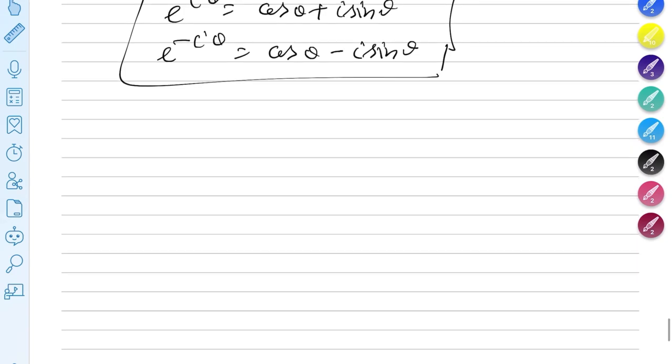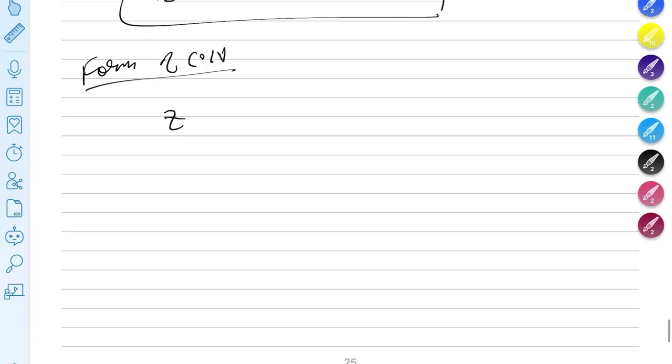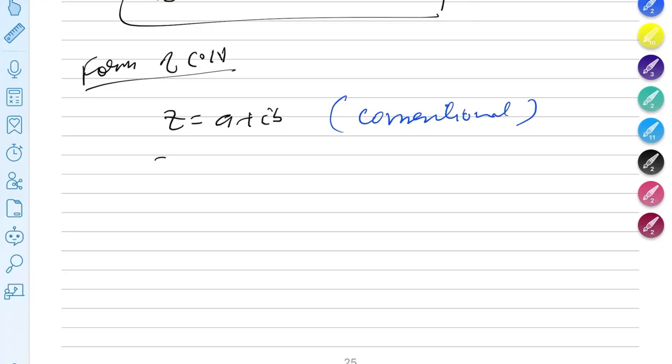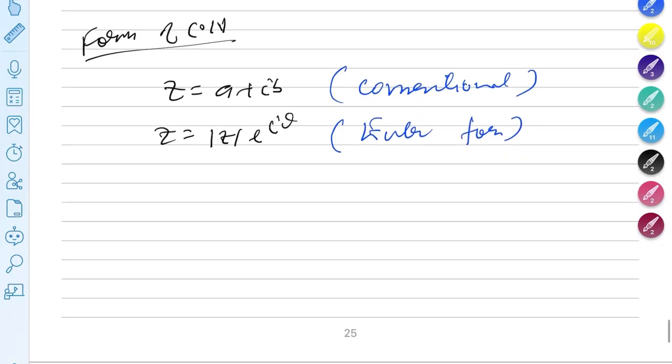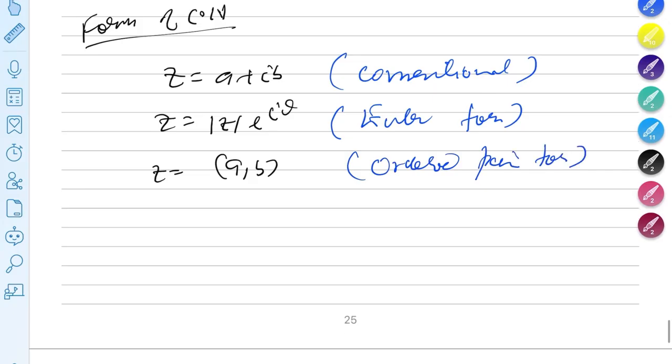Let's talk about some of the forms of complex number, just a quick revision. The first form we already discussed is z equals a plus ib. This is the conventional or standard form of the complex number, whereas z equals, let's say, mod z e to the power i theta is the Euler form of a complex number. Similarly, z equals (a, b) is the ordered pair form of a complex number.